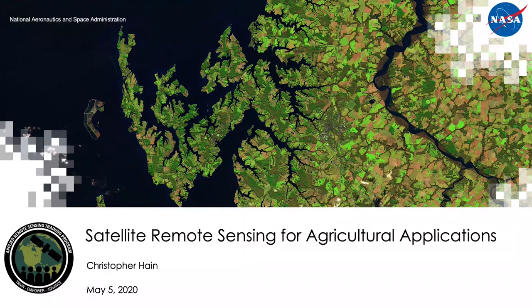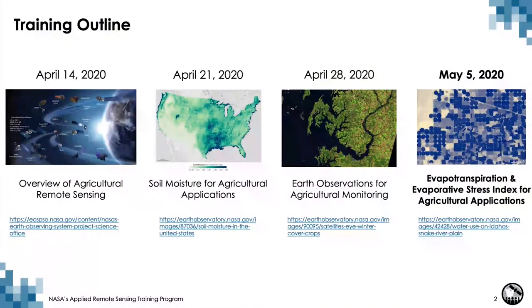In part 4 of the webinar series, we'll be focusing on evapotranspiration and evaporative stress index for agricultural applications. In part 1 of the webinar series, we provided an overview of satellite remote sensing for agriculture, highlighting specific satellites and sensors and how to access these data products.